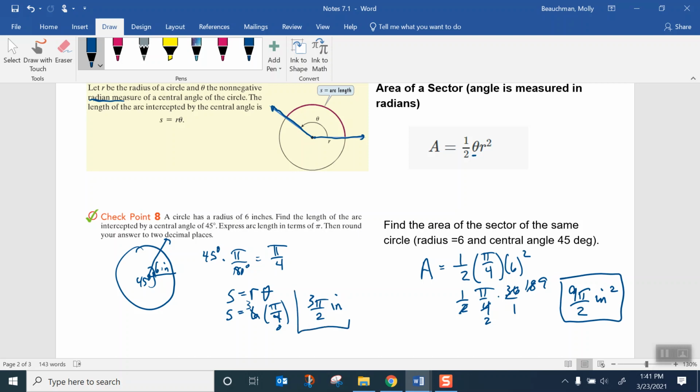So you can find arc length and area of a sector. These would be in exact values. And then if you want decimal values, take 3 times pi divided by 2 in your calculator. Don't use 3.14, use the pi key. So 3 pi divided by 2 is approximately 4.71 inches, and 9 pi divided by 2 is approximately 14.14 square inches. So exact values leave in terms of pi or square roots, and then decimal, go ahead and use the pi key.